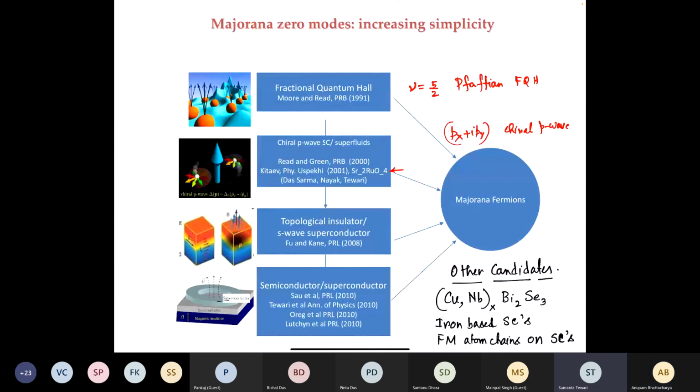As I was saying, for a long time, people thought that strontium ruthenate might be.